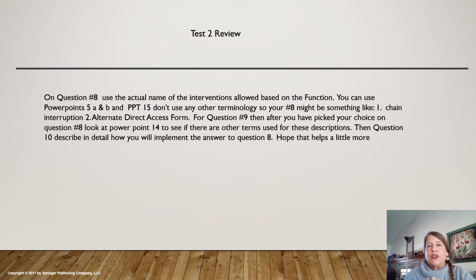Then for question number 9, you can look at PowerPoint 14, which is an example of terminology that's used by other ABA specialists. And so when we talk about DRL, DRO, DNRO-E, those are the alternative terms that can be used for Sinpani's terminology.